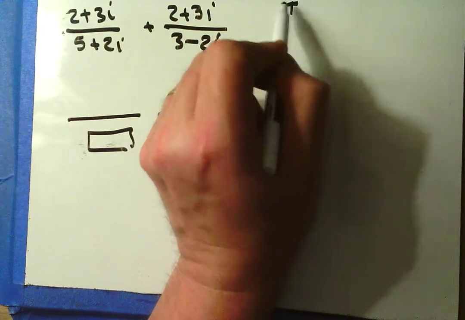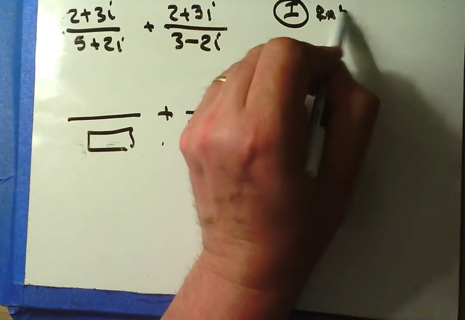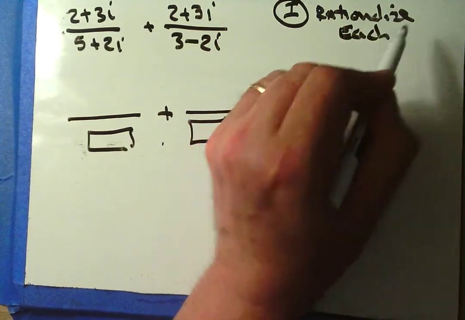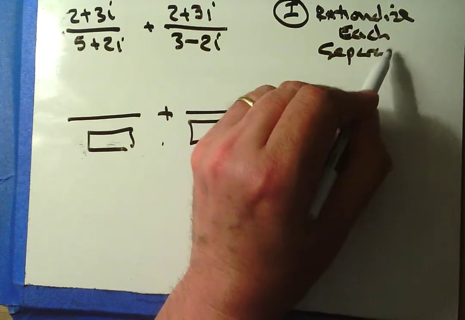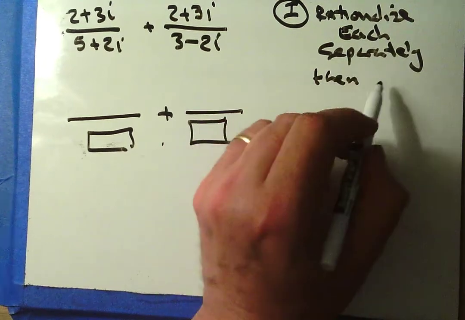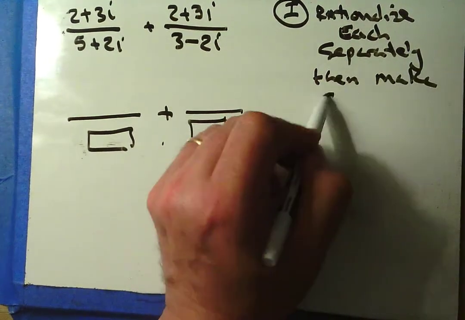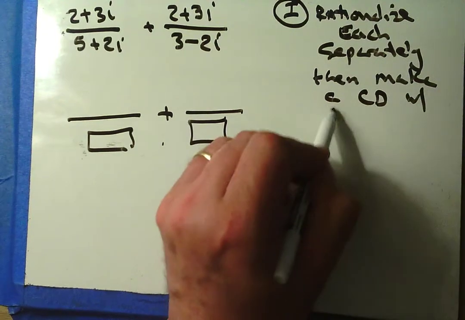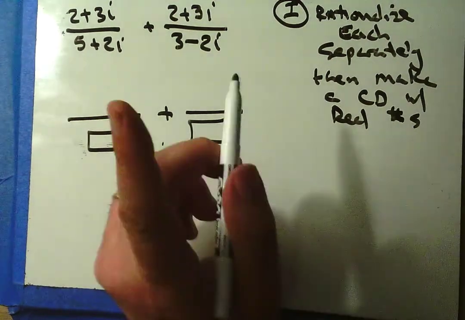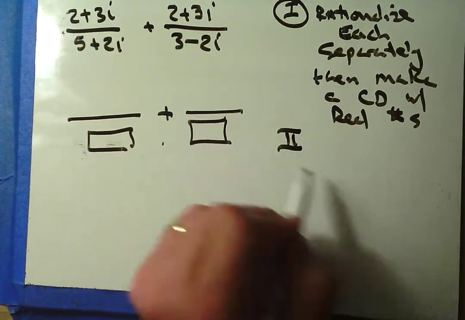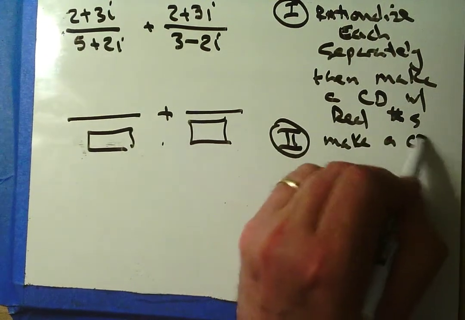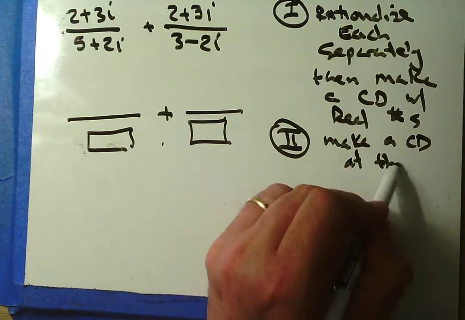So one approach is to rationalize each separately, then make a common denominator with real numbers. I don't particularly like that method, but you can do it. It will always work. Two, the one I prefer, is make a common denominator at the start.